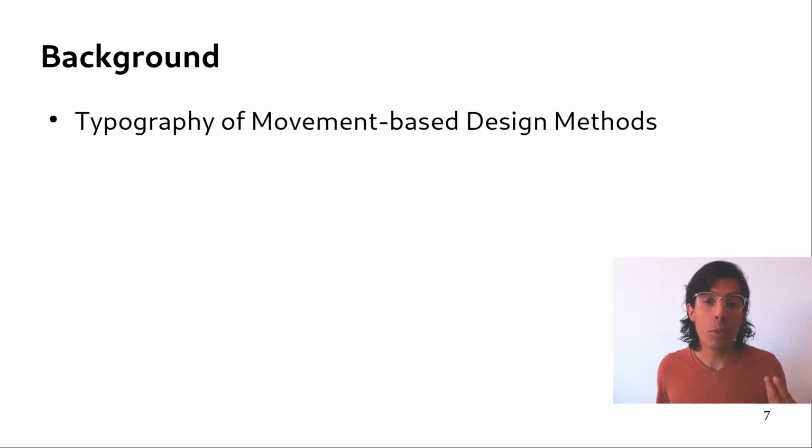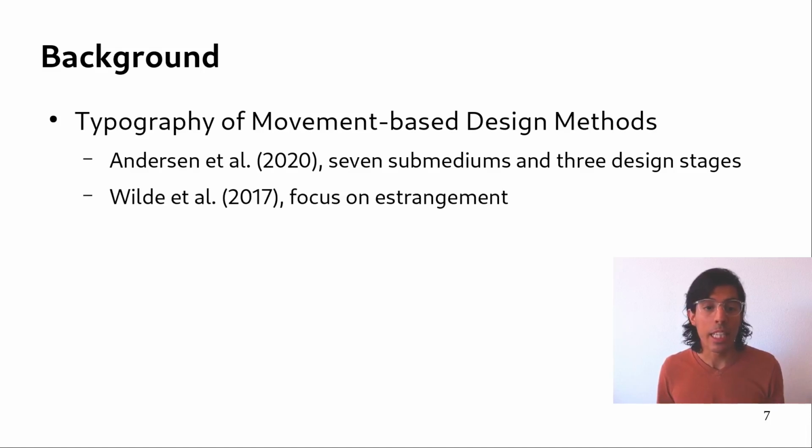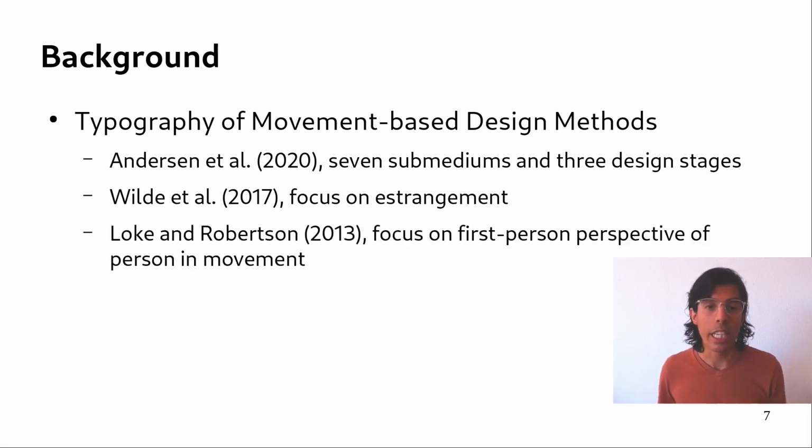Additionally, we discussed previous work related to the typology of movement-based design methods. For instance, Andersen et al. analyzed 23 methods in 7 articles and constructed a typology of 7 sub-mediums for movement-based design methods. Simultaneously, they classified the methods regarding the design stage in which they were used. Wild et al. proposed and used a framework to analyze embodied design ideation methods with a focus on estrangement. Locke and Robertson focused on the first-person perspective of a person in movement, and from there proposed a methodology based on a set of choreographic tools.